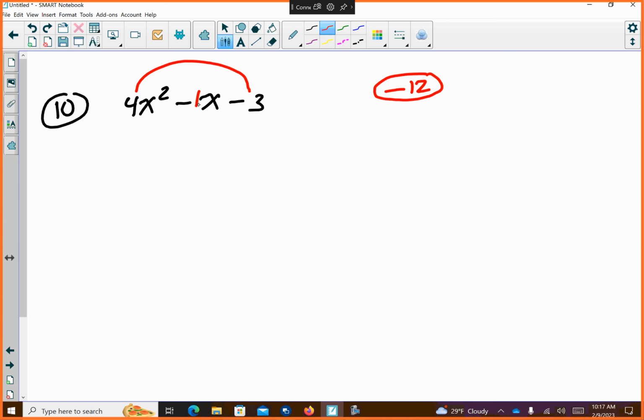But what do you definitely know about the two signs of the two numbers that you're going to use? Are they both positive, both negative, or one of each? Both negative gives me a positive when I multiply. So I have positive and negative. Good?